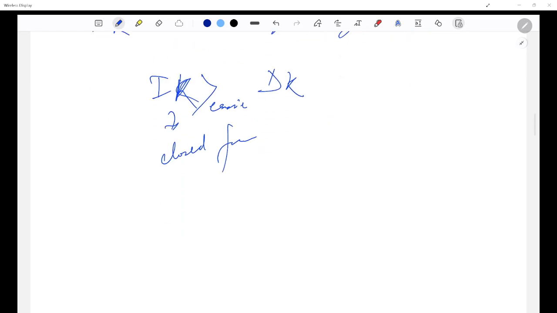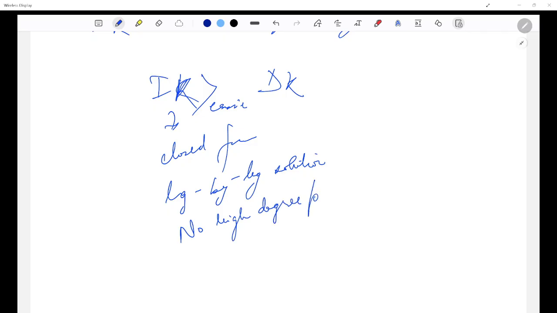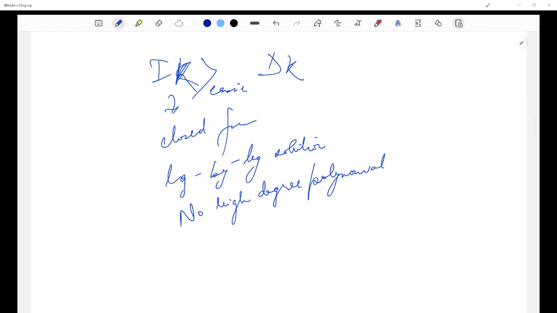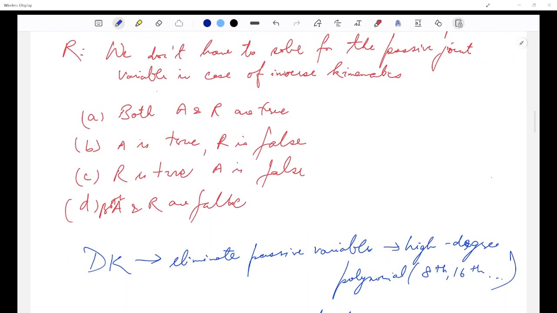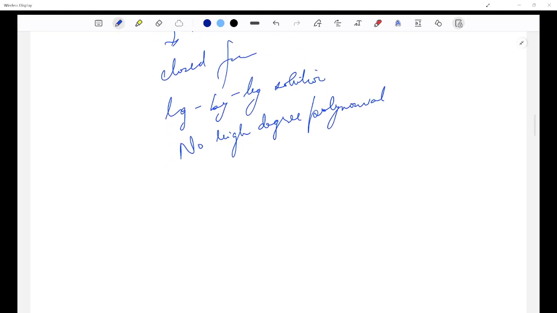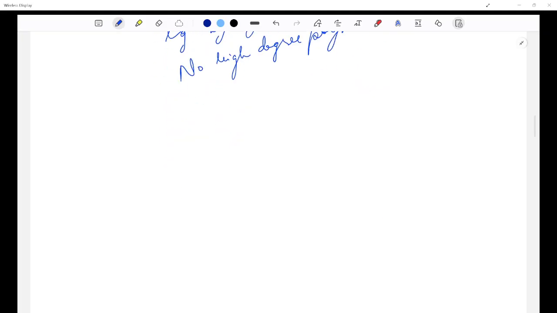It is a leg by leg solution, and there is no high degree polynomial. So the assertion is true for sure. Let's talk about the reason. The reason says we do not have to solve for the passive joint variables in case of inverse kinematics. I think you understand that it is false.